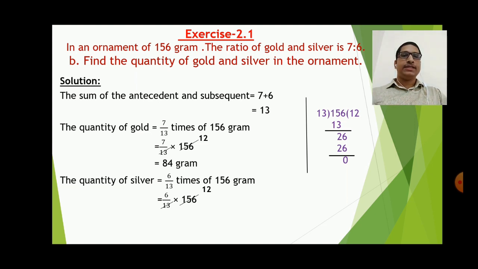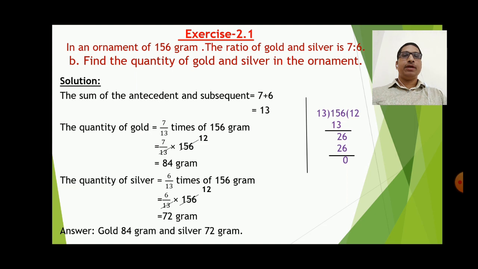If we multiply 6 and 12, then it will be 72. So 72 gram. Now we have got the separate quantities of gold and silver: gold 84 gram and silver 72 gram. So our answer will be gold 84 gram and silver 72 gram. I think it is very clear to you.